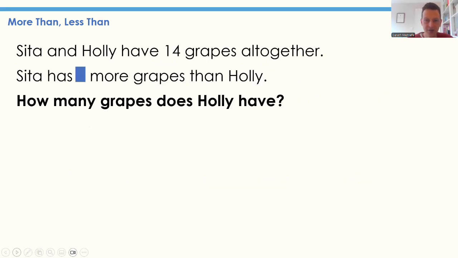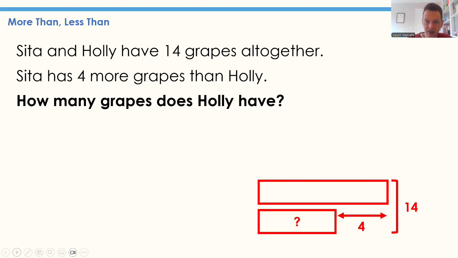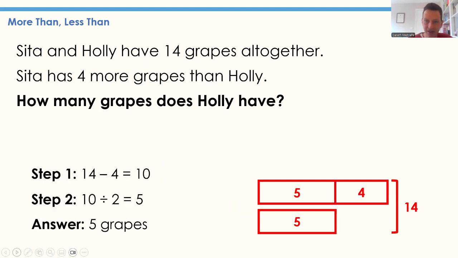This is one of the final examples where, again, we have the question, and then we have the two bar models. Children have to choose which bar model represents the question. We see, oh, actually, it's the red one this time. And then again, this question's broken down in steps.